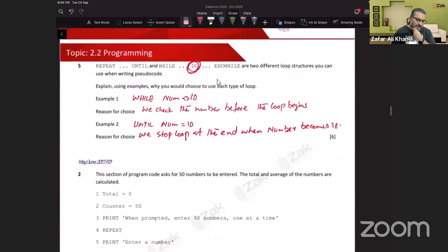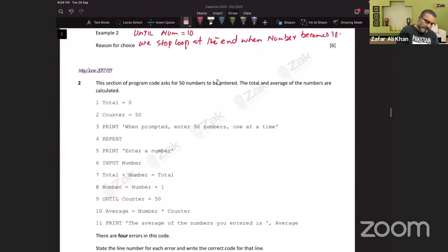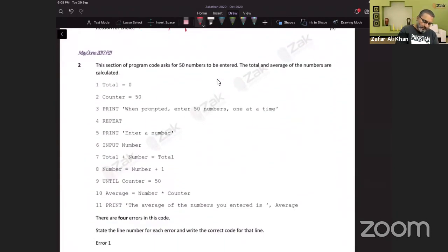This section of code asks for 50 numbers to be entered. The total and average of the numbers are calculated. So again, variables should be initialized as 0. Print when prompted, enter 50 numbers one at a time. Good. This is correct now. This is correct. This is a prompt. Repeat.